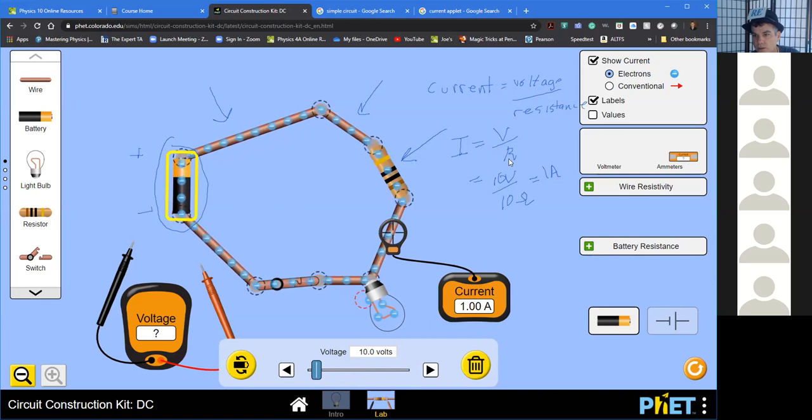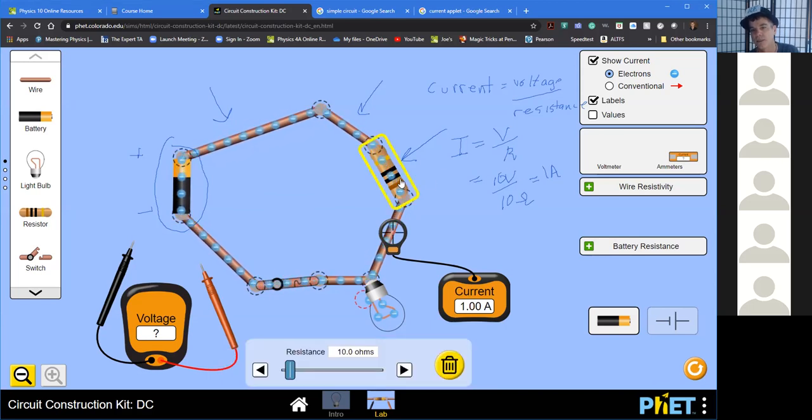So 10 volts divided by, in this case, the resistance is 10 ohms, gives me 1 amp. If instead I somehow increase the resistance, big thing to keep in mind: the bigger the resistance, the smaller the current. So in this case, if I crank up the resistance from 10 to 20 ohms, what's going to happen to the current? Well, in this case, it's going to go down.